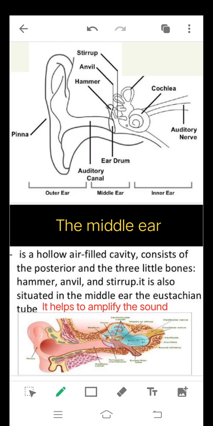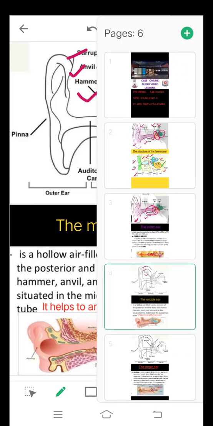Now what does the middle ear consist of? It is a hollow air-filled cavity consisting of three little bones: hammer, anvil and stirrup. The important role of the middle ear is to amplify the sound received by the eardrum. So it is only acting as an amplifier. It will amplify the sound and pass it to the next part, that is the inner ear.